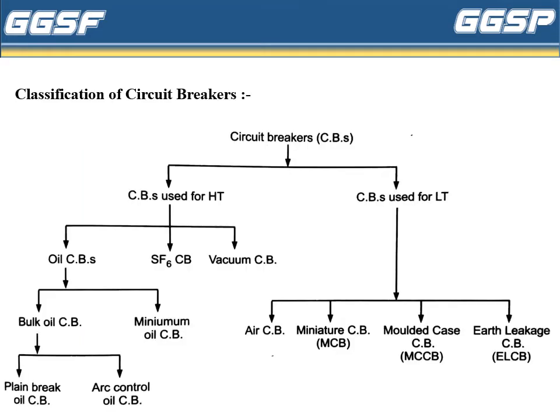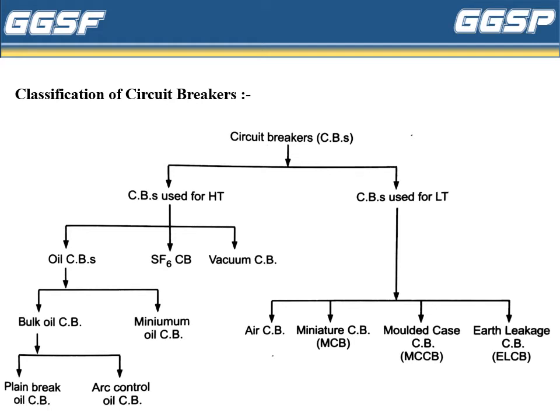Classification of circuit breakers. Circuit breakers are classified as HT type circuit breakers and LT type circuit breakers. HT means high tension and LT means low tension. HT type circuit breakers include oil circuit breaker, SF6 circuit breaker and vacuum circuit breaker. Oil circuit breakers have two classifications: bulk oil circuit breaker and minimum oil circuit breaker. Bulk oil circuit breakers include plain break oil circuit breaker and arc control oil circuit breaker.